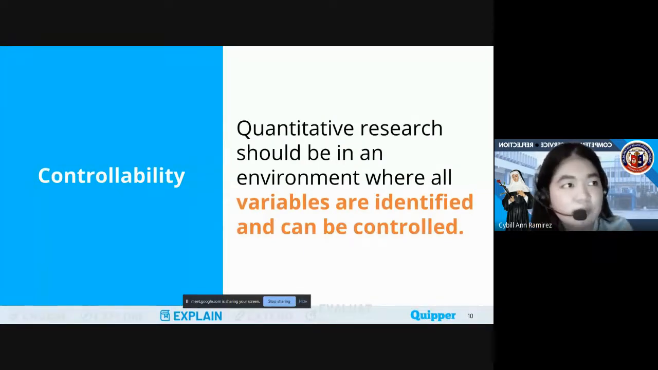That's test 1. Test 2 is the test of reliability. The test of reliability is where you conduct a pilot test. You get 30 survey respondents who are not part of your original survey respondents.